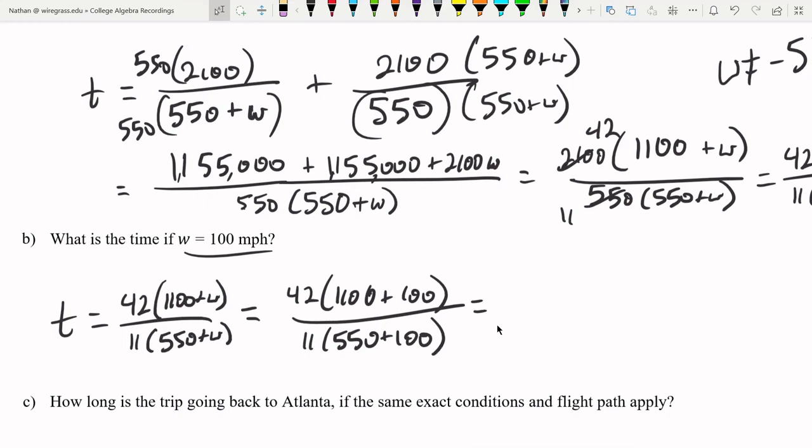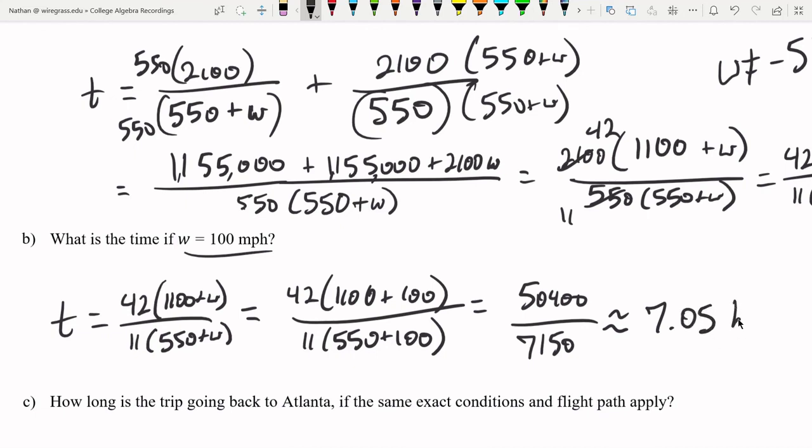So on top we get 42 times 1,200. On the bottom, approximately 7.05. And this will be in hours because we had miles per hour was our speed.